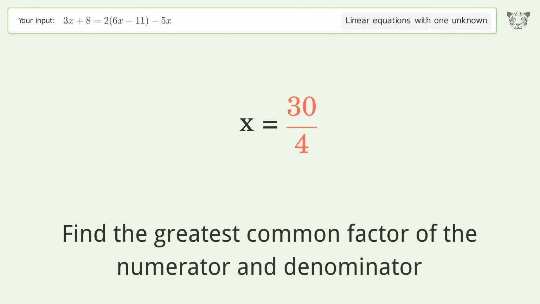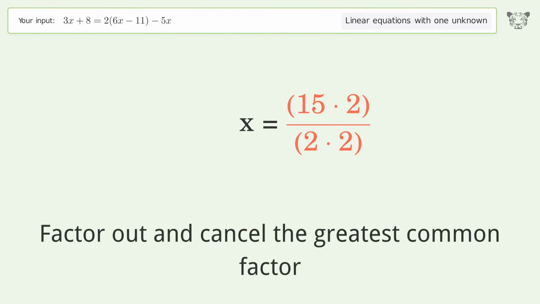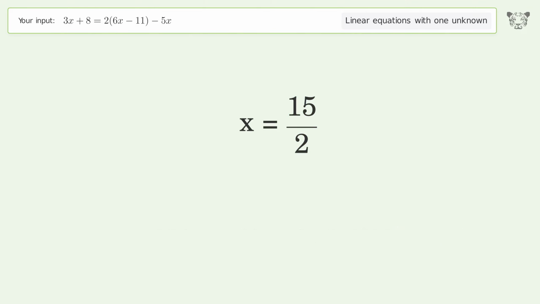Find the greatest common factor of the numerator and denominator. Factor out and cancel the greatest common factor. And so the final result is x equals 15 over 2.